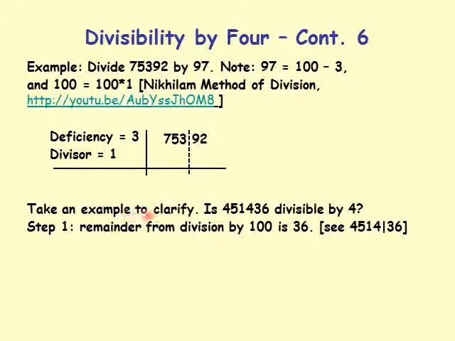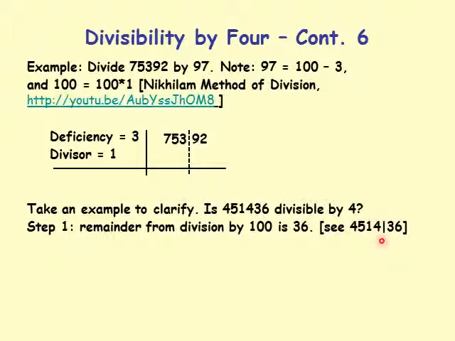Okay, so for example, this is what we had so far. Here's my example: 4, 5, 1, 4, 3, 6. Is that divisible by 4? First is division by 100. We draw a line. We get 36 on the right and 4, 5, 1, 4 to the left. This is the remainder, this is the quotient. This is the line that says we can divide.